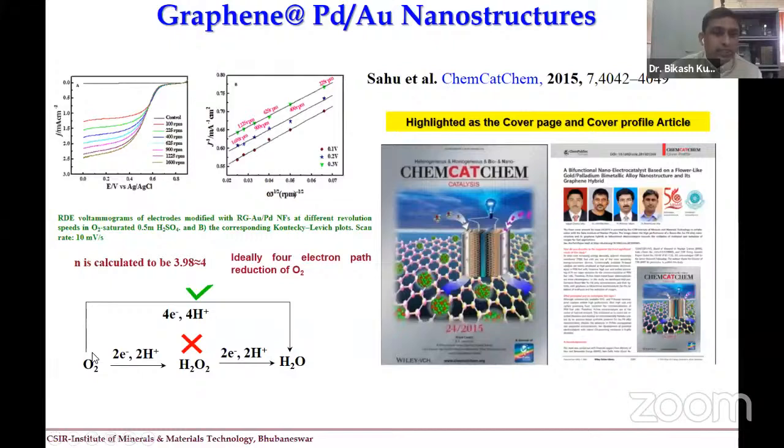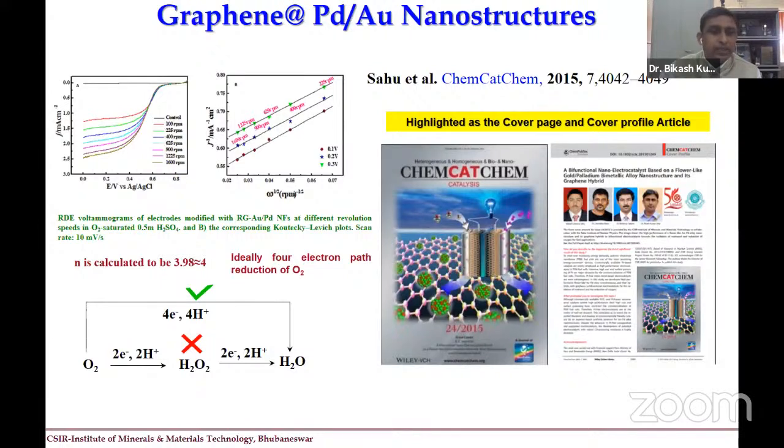Either one process, a one-step 4-electron process, where oxygen is directly converted to water. Or another route, a 2-step 2-electron process, where oxygen converts to hydrogen peroxide, and then hydrogen peroxide converts to water. But the second one, the 2-step 2-electron process, is not acceptable because the hydrogen peroxide that is generated is an oxidizing reagent.